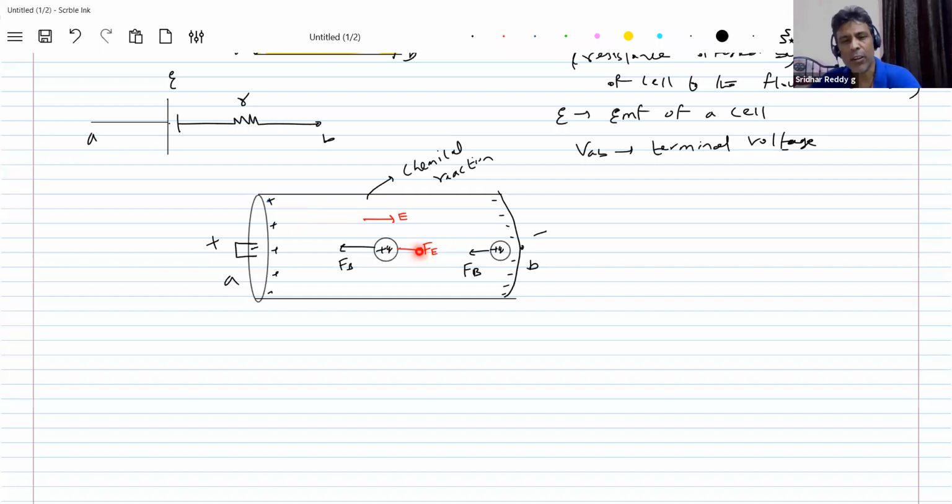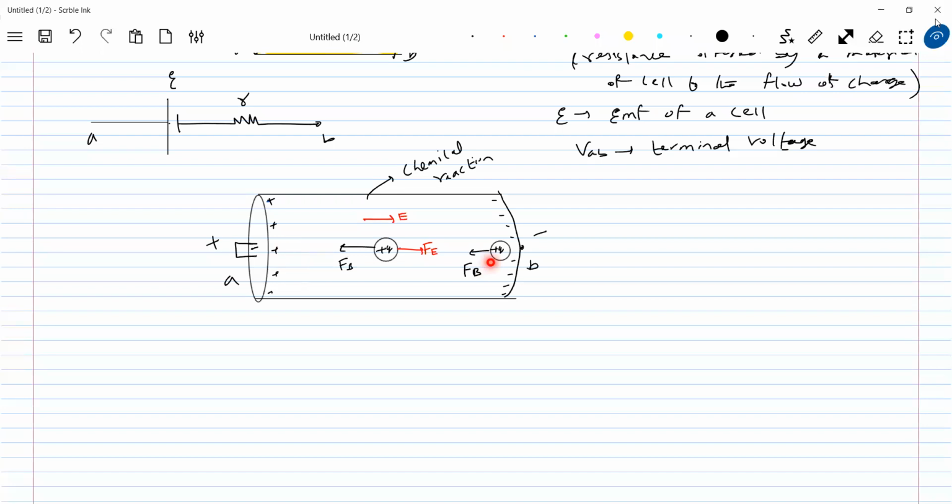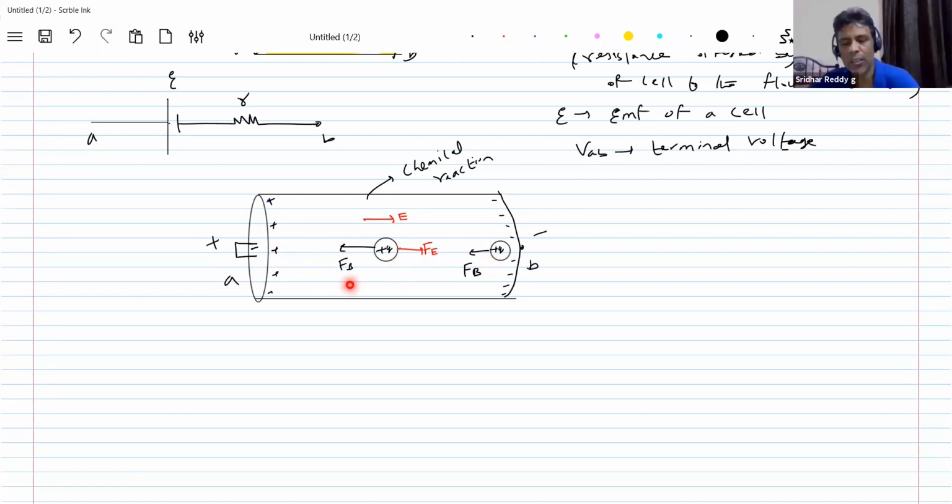How long will this accumulation of charges occur at the ends? As long as the battery force is greater than this electric force. Once the battery force becomes equal to the electric force, no further drift of charges will occur. At that particular instant, a constant potential difference is set up. Okay, got this? So here I will define a quantity called EMF.